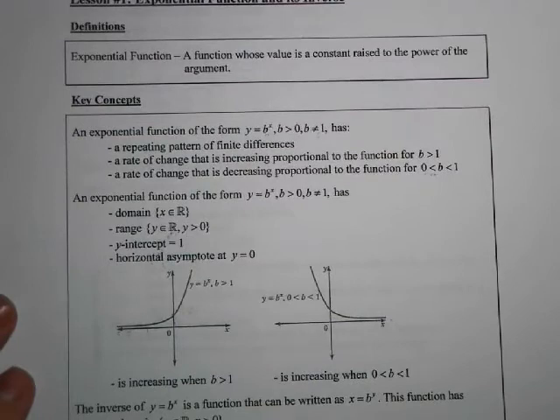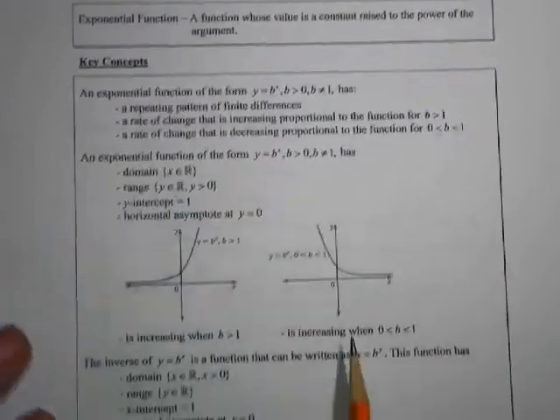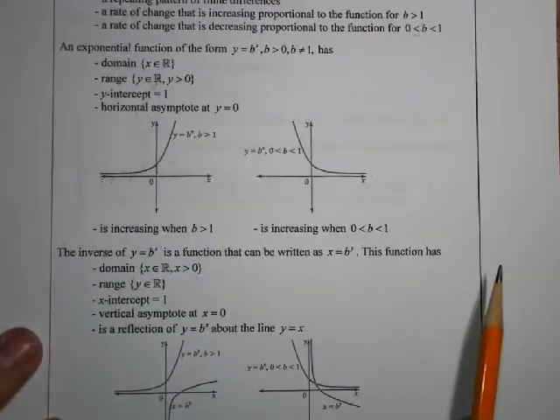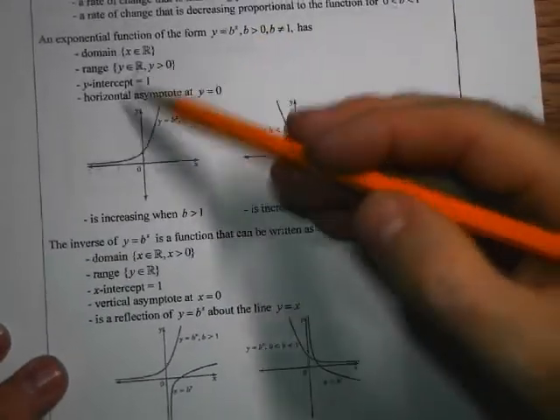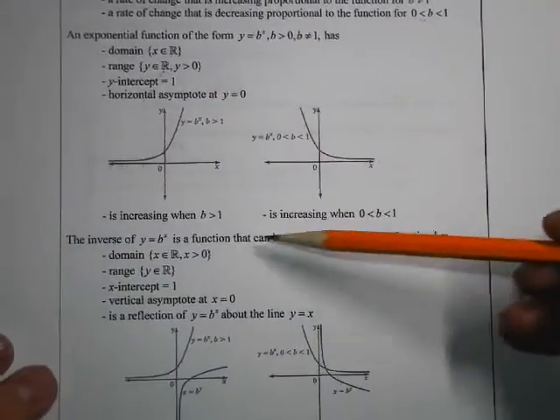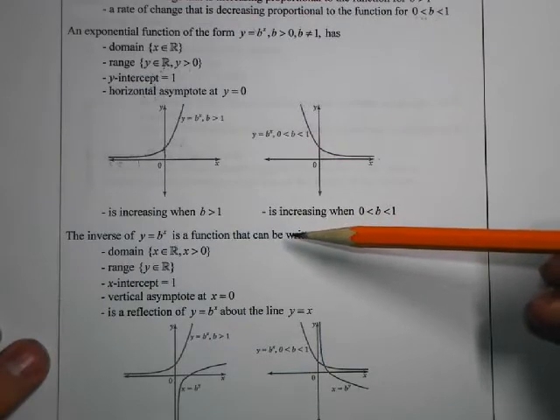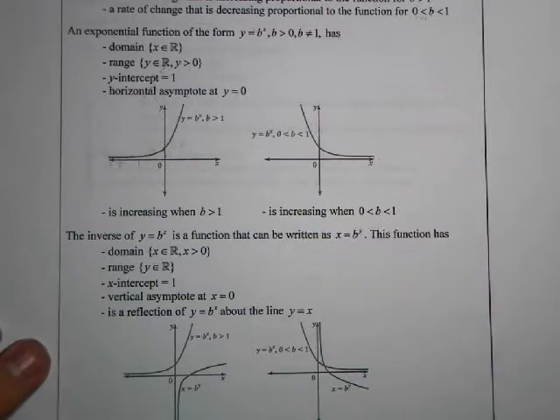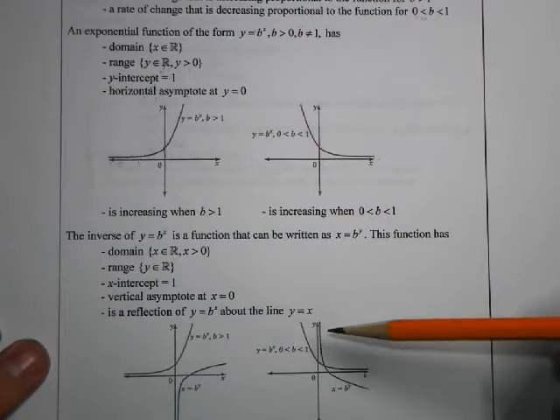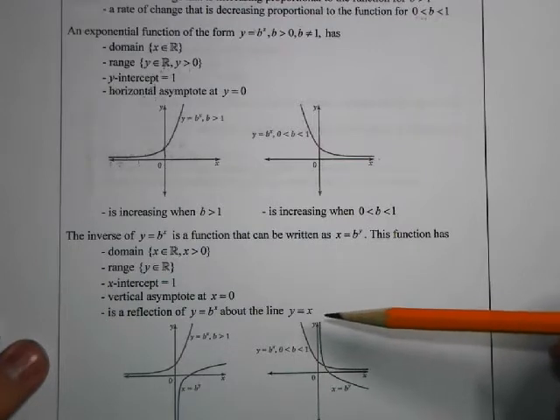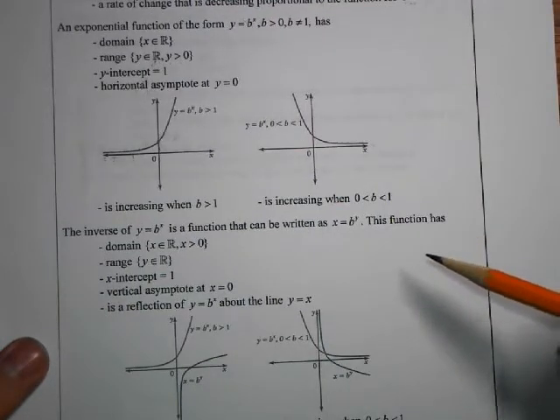Okay, and that covers those. So if we looked at the inverse, this is the exponential function here. If you remember inverse functions, you're basically flipping the x and y values in terms of the equation. Also, if you were looking at the graph, it would be a reflection in the line y equals x. So we'll see that in a second.